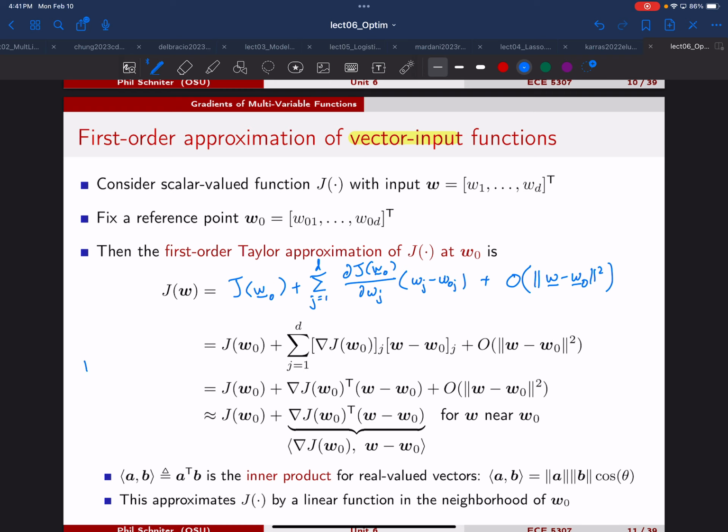You can write that as the first vector transpose times the second. So that gives you something of this form, right? First times first plus second times second plus third times third and so on. So in other words, this is actually the gradient vector transpose times this difference.